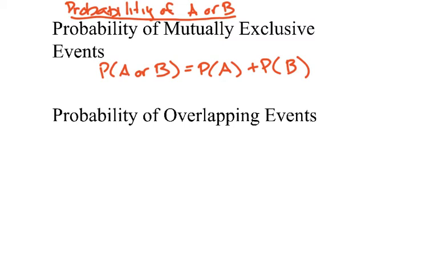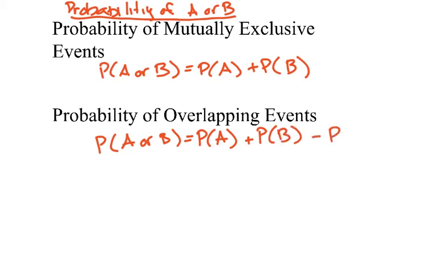Now, if they are overlapping events, that means they have some outcomes in common. The probability of A or B would be the probability of A plus the probability of B minus the probability of A and B.